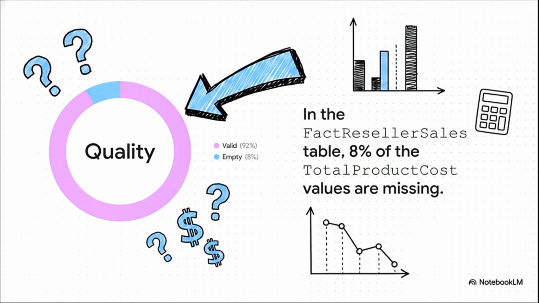Let's look at just one more clue. We head over to the Fact Reseller Sales table, where all the numbers live, and we start examining the total product cost column. And what do we find? Another issue. A full 8% of the values are completely empty. That means for almost 1 out of every 10 sales, we have no idea what the product actually cost us. You can see how that's a massive problem for calculating profit, right?